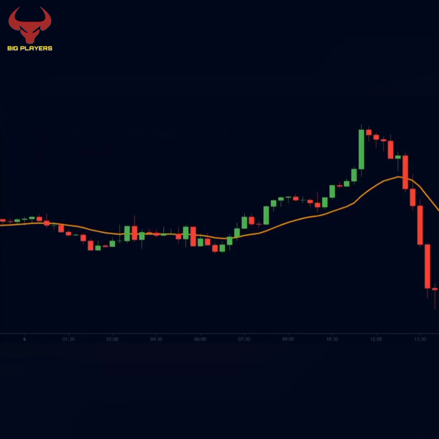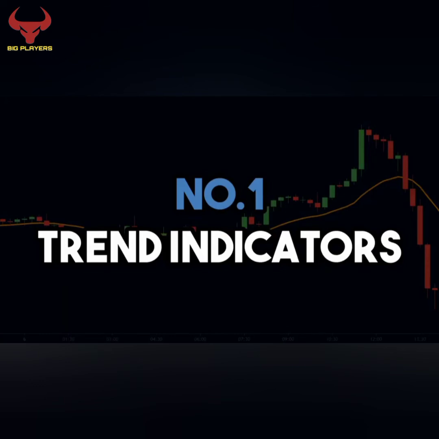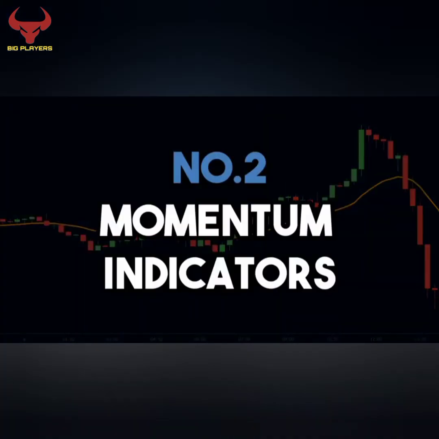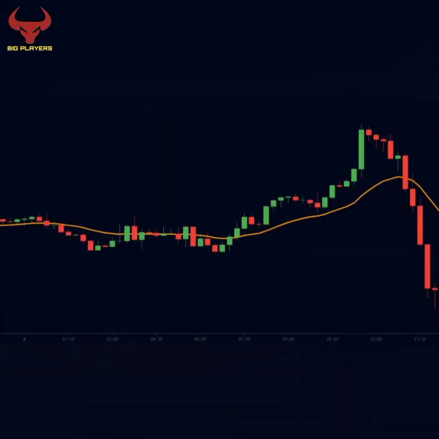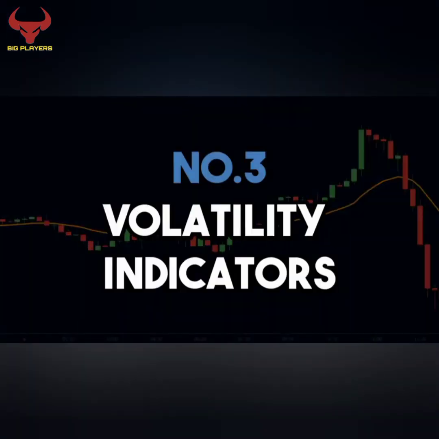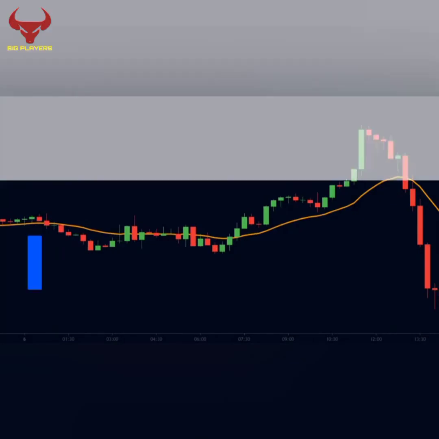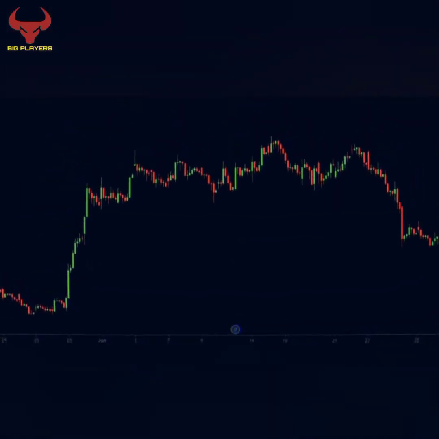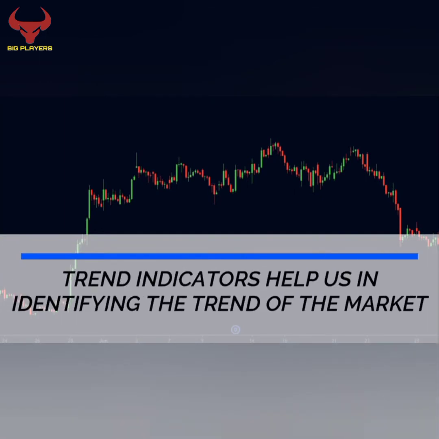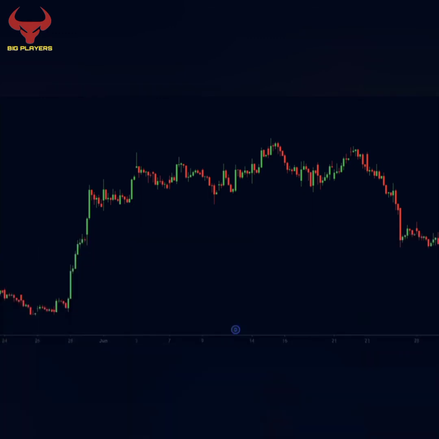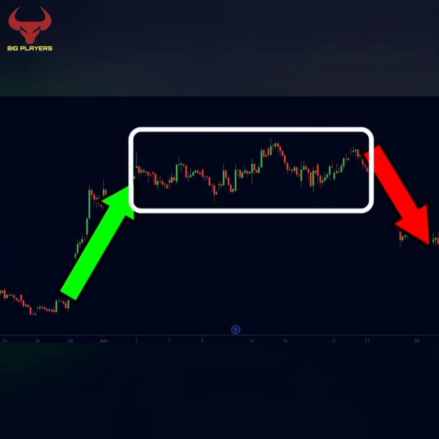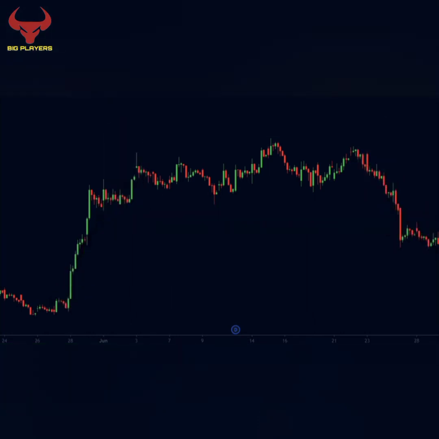All indicators can be generally divided into three types. Number 1. Trend indicators. Number 2. Momentum indicators. And number 3. Volatility indicators. Let us begin with trend indicators. As the name suggests, trend indicators are the indicators that help us in identifying the trend of the market. The market typically moves in three directions: upwards, downwards, and sideways. Trend indicators help us in identifying the direction of the market.